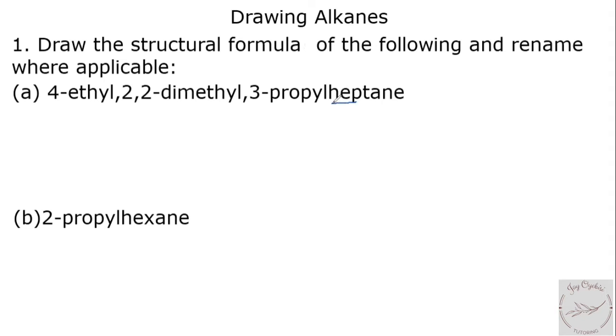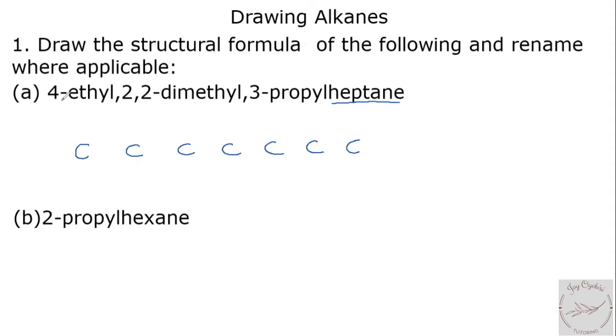the parent carbon here. This gives us an idea of how long the chain will be. So now we know it's heptane, and hept represents 7. The first thing is to write out all the 7 carbons: 1, 2, 3, 4, 5, 6, 7. Now that we've done this, we then need to attach all the substituents.